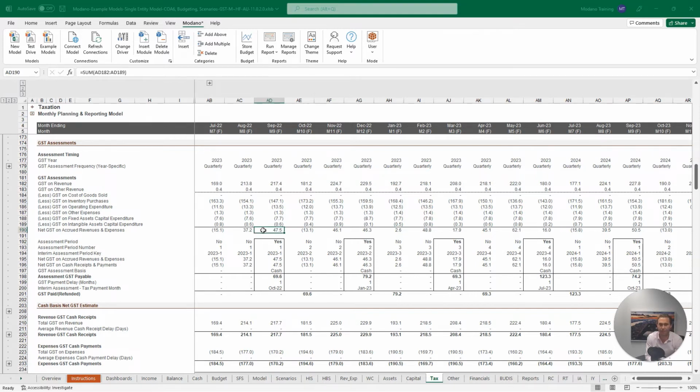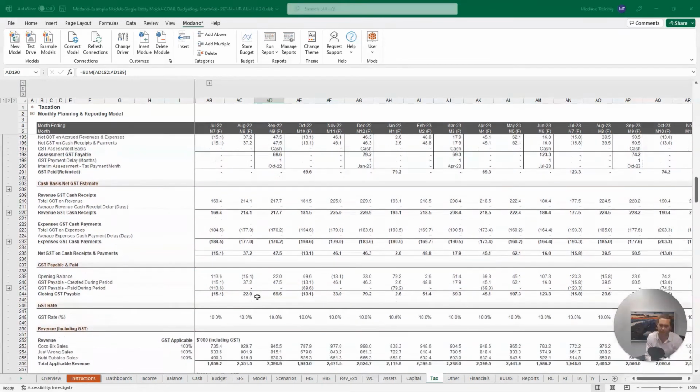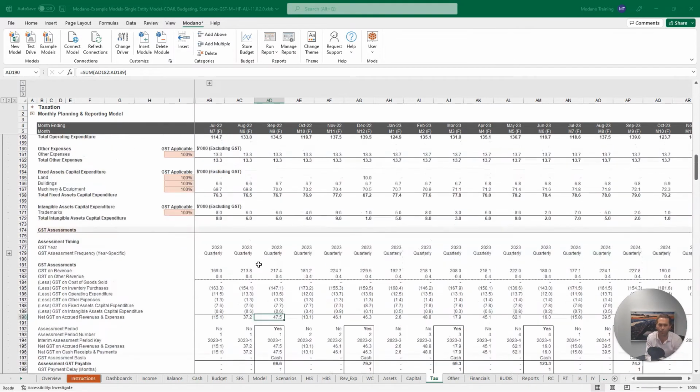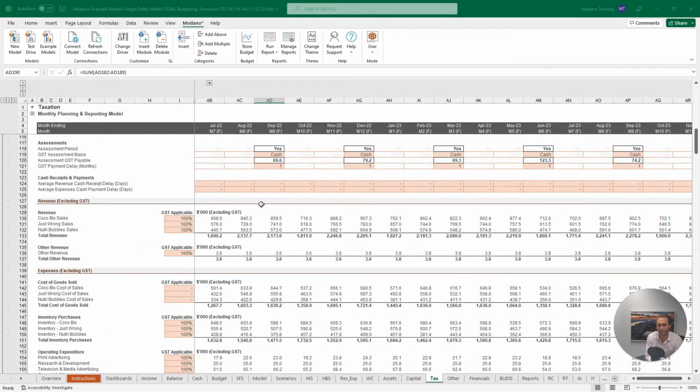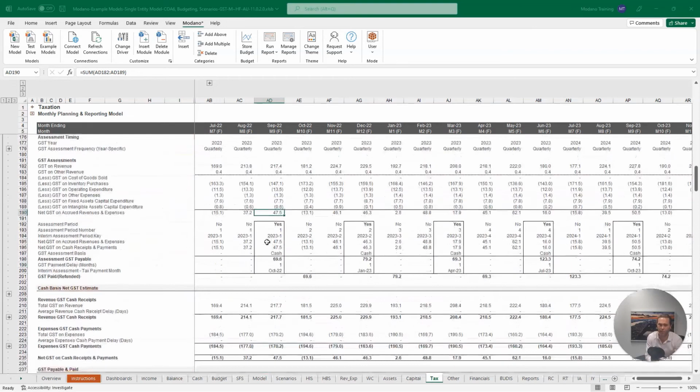If using a cash assessment basis, the cash basis net GST estimate analysis then calculates the net GST on applicable forecast cash receipts and payments, accounting for the assumed average cash receipt and payment delay days. In this example, although the cash assessment basis has been assumed, the cash receipt and payment delay days has been assumed to be zero in all periods, so forecast revenue and expenses will equal forecast cash receipts and payments. As a result, net GST payable per period is the same on both the cash and accruals basis. That is 47.5 in the September 2022 month, for example.